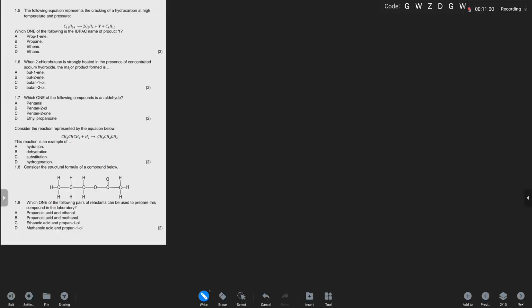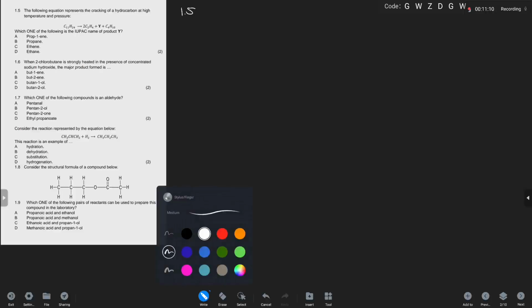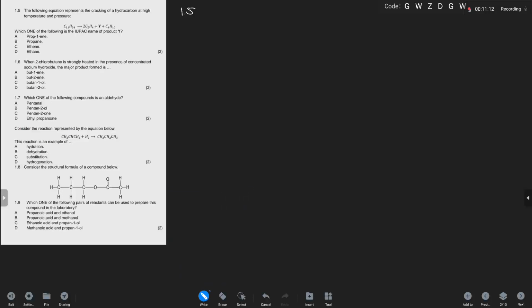And then 1.5 reads, the following equation represents the cracking of a hydrocarbon at high temperature and pressure. So now let's rewrite this equation, because there's something that needs to be done at the end. Which one of the following is the IUPAC name of compound Y, the one that we are not given? So the first thing that we need to do is to consider the chemical formula of compound Y through balancing.